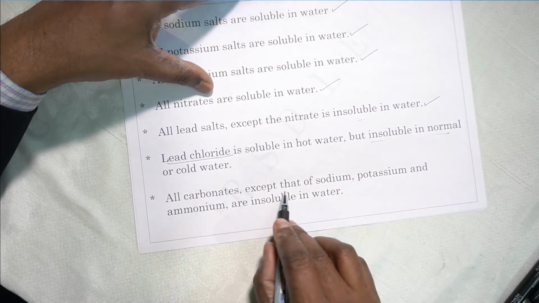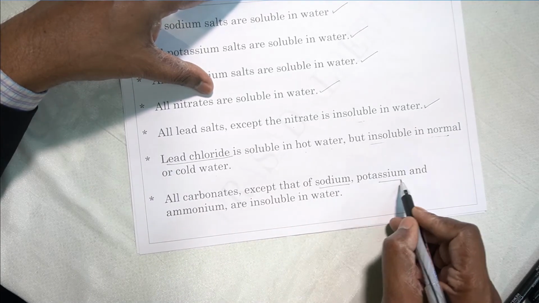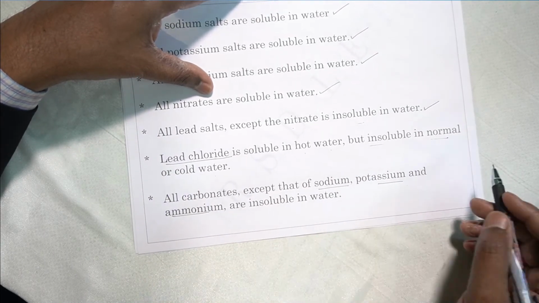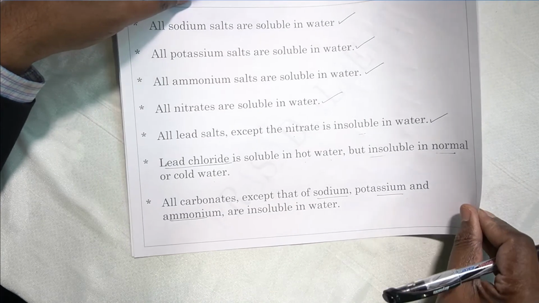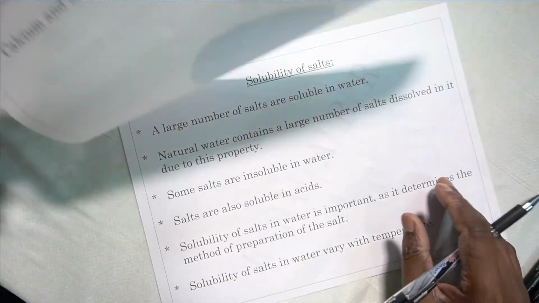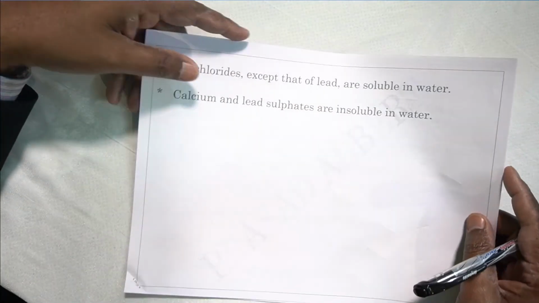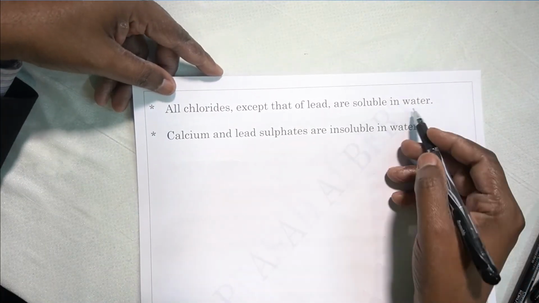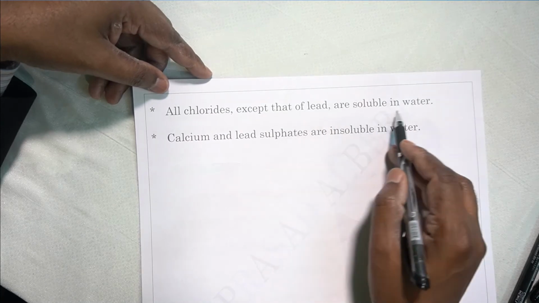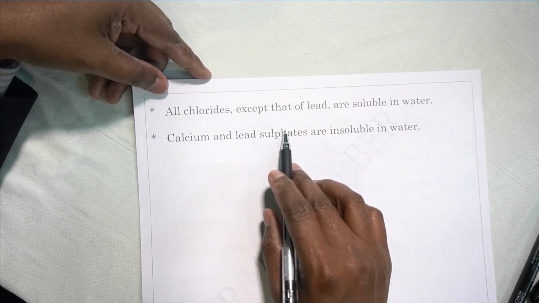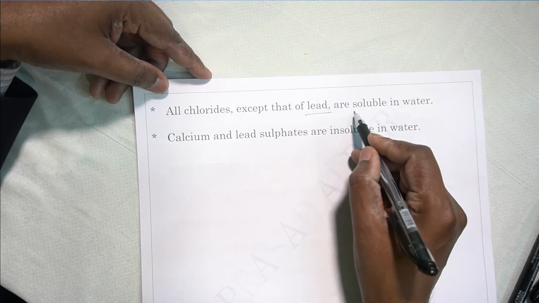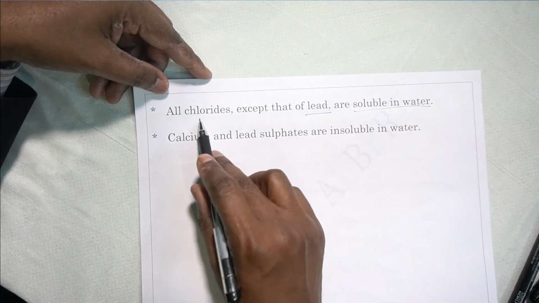Then all carbonates except sodium, potassium and ammonium, the remaining carbonates are all insoluble in water. So this is what we have about solubility. Then two more points that we can discuss are about chlorides. All chlorides except lead chloride are soluble. Lead chloride is insoluble. The remaining chlorides are soluble. All the other chlorides are soluble.